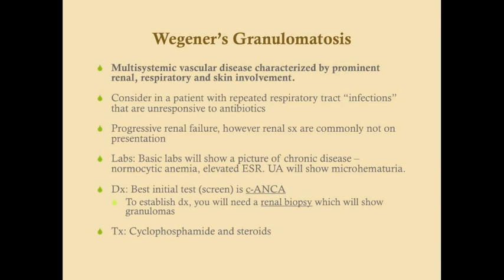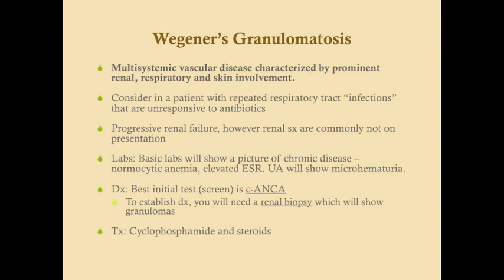The first one we're going to talk about is Wegener's granulomatosis. This is somewhat rare in the clinical setting, but it's very common on the USMLE. It's characterized by a multisystemic vascular disease process where you're going to see prominent renal, respiratory, and skin symptoms. A lot of times what the USMLE likes to throw at you is a patient that's had repeated respiratory tract infections that did not improve with antibiotics.